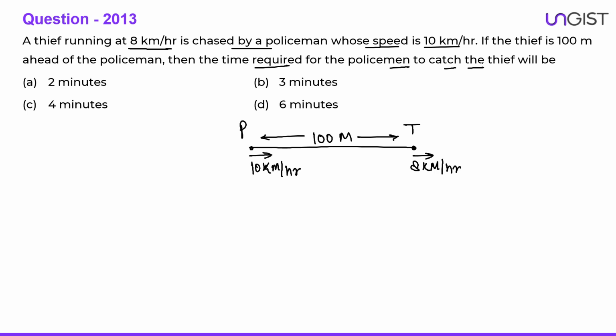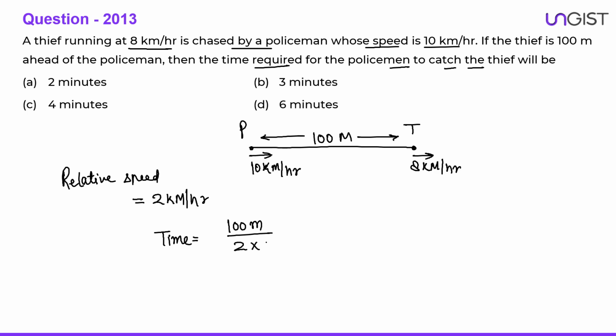So obviously here the relative speed will be what? See, both the objects are moving in the same direction. So relative speed will be the difference of the two speeds. Fine. So relative speed will be 10 minus 8, which is 2 km per hour, right? And the distance that the policeman has to cover to catch the thief is 100 meters, right? So time is what? Distance upon speed. So distance is 100 meters. Speed is 2 km per hour.